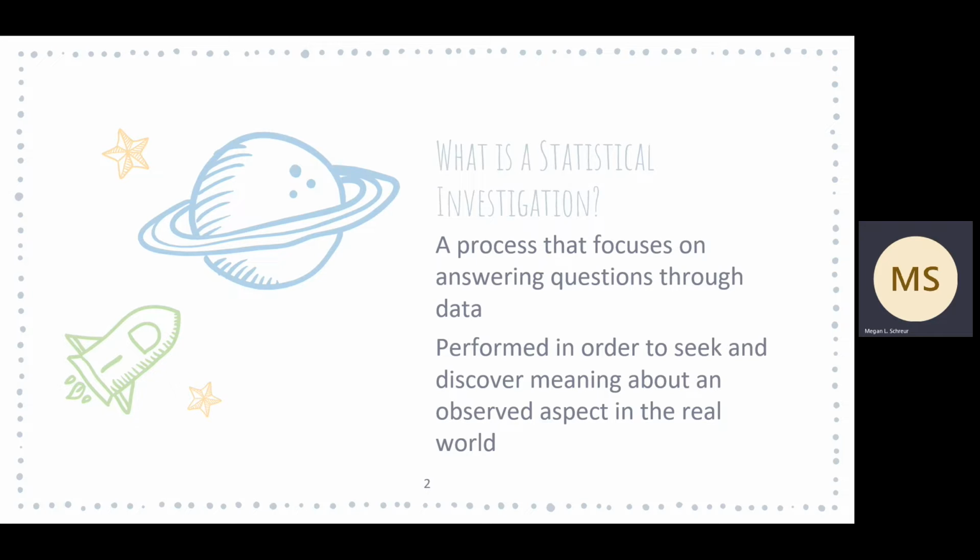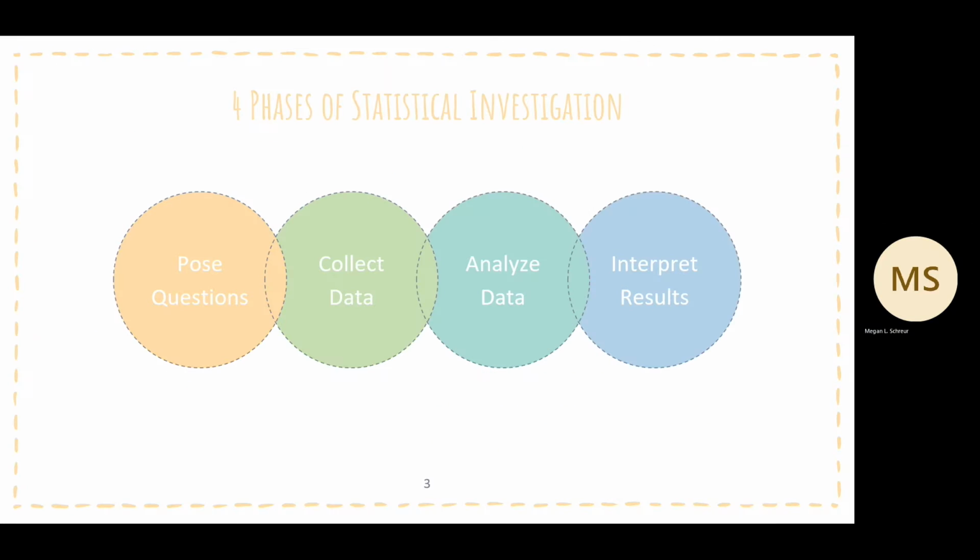So what is a statistical investigation? It's a process that focuses on answering questions through data. It's performed in order to seek and discover meaning about an observed aspect in the real world. There are 4 phases of statistical investigation that we're going to do. We are going to pose questions, collect data, analyze data, and then interpret our results.